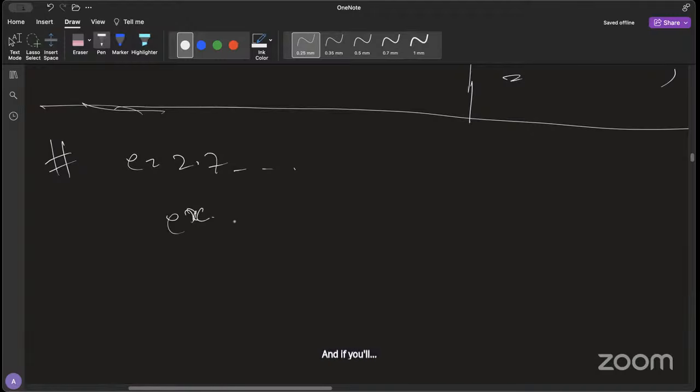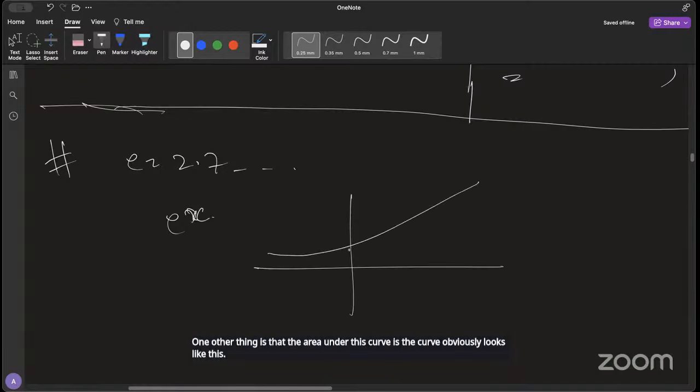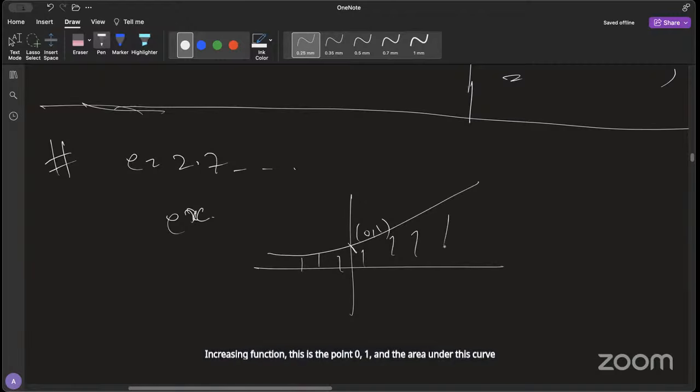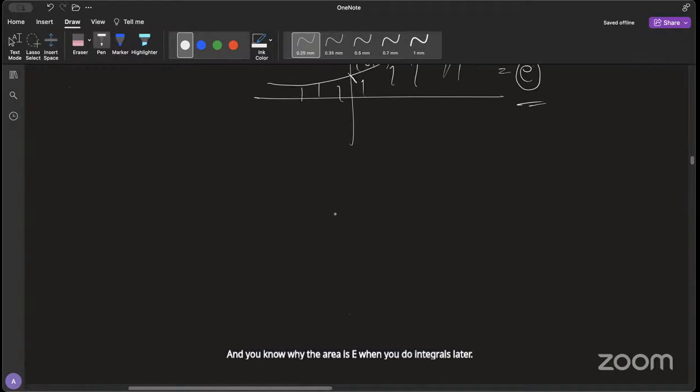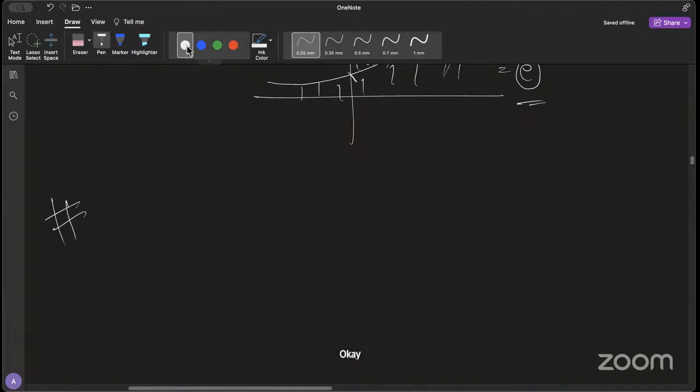That's all you need to know about this one. One other thing is that the area under this curve, the curve obviously looks like this, an increasing function, this is the point (0, 1). And the area under this curve, this one, is e. That's it. And you'll know why the area is e when you do integrals later. Then you'll see why the area is e. Okay, I'm coming to the next part.